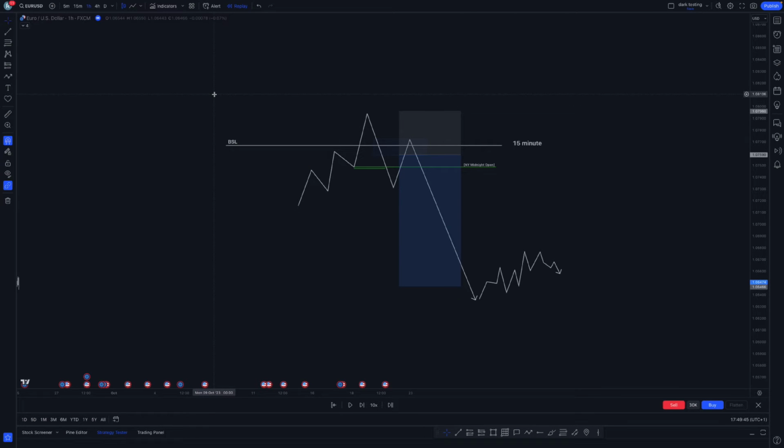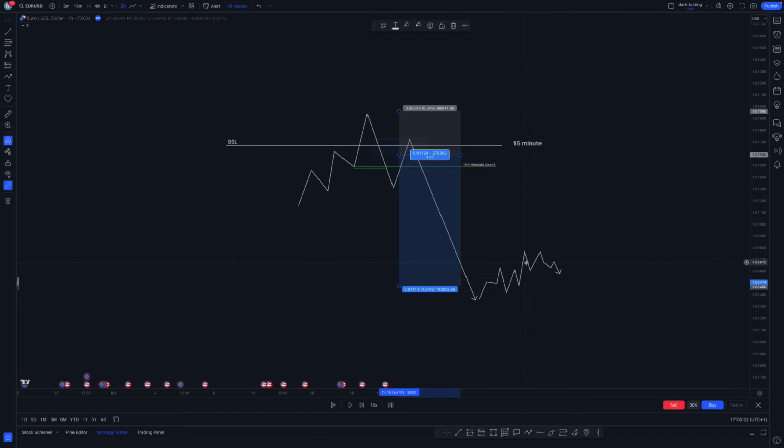You're not looking at all of the concepts in one. You could, however, add in OTEs into this. You could add breaker blocks. You could add balanced price ranges, however you want to enter the market, that's up to you. But you could just stick to the 2022 model and trade fair value gaps.